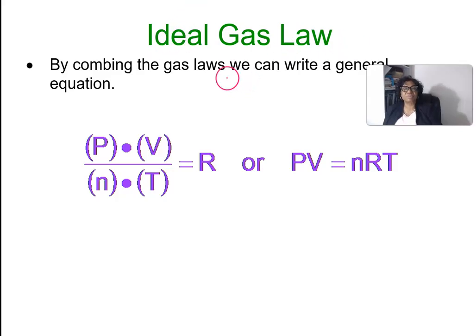The ideal gas law. By combining the gas laws, we can write a general equation. So we are going to combine all the laws, Boyle's law, Charles's law, and Avogadro's law. And when we do that, we have this equation. R is a gas constant. So we can rewrite it this way: PV equals nRT. This is the ideal gas law.